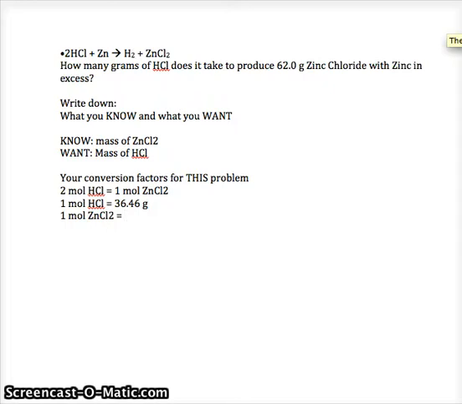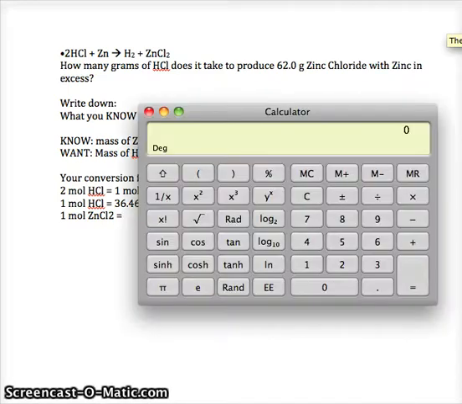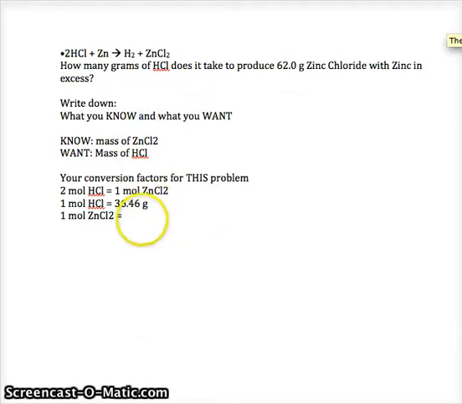We have got 1 zinc, and zinc has a mass of 65.38. I'll do this on the calculator for you. So we have 65.38, plus we've got 2 chlorines, which is 35.45. So 2 of them is 70.9. So plus 70.9 gives us 136.28. So zinc chloride is 136.28 grams.